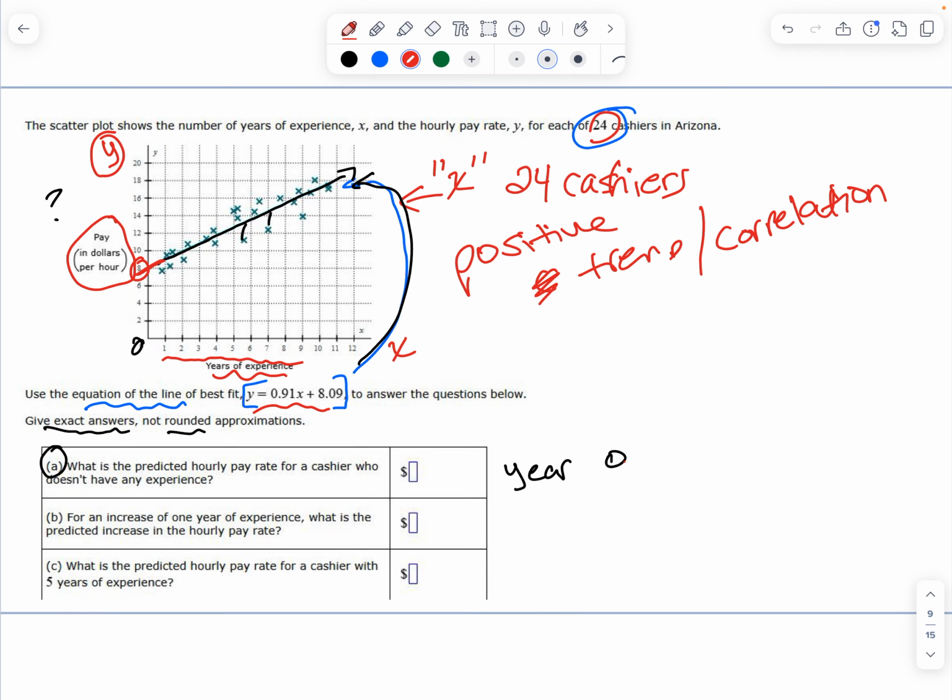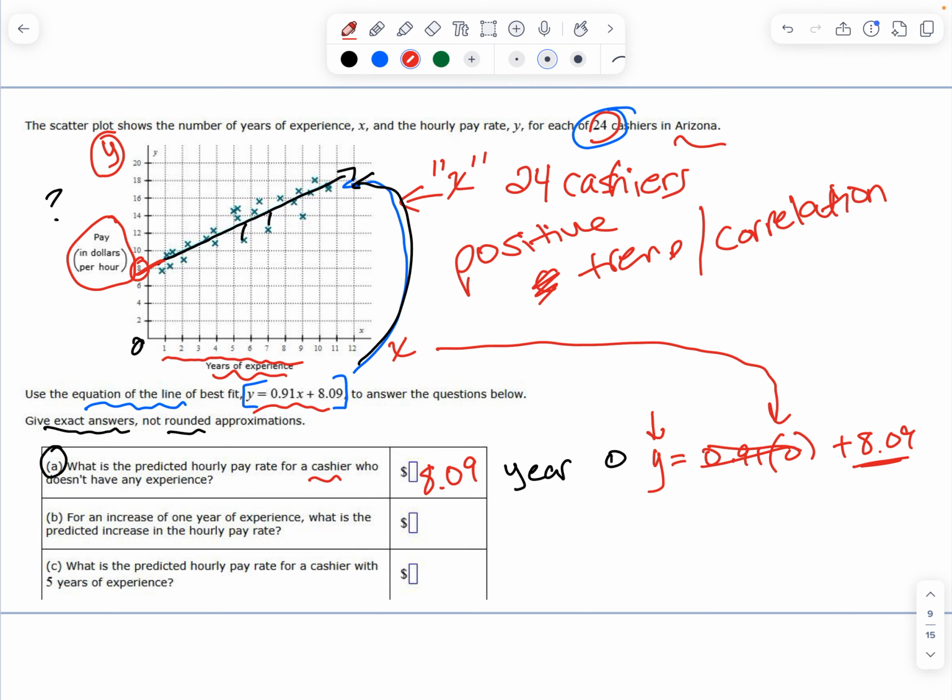So we're going to pop in a 0 for X. What we're looking for is pay in dollars per hour equals 0.91 times 0 years of experience, that's X, plus $8.09. Now we know that 0 times anything is just 0. So the rate of pay is $8.09. That's what we expect to be paid as a cashier in Arizona with 0 years of experience.